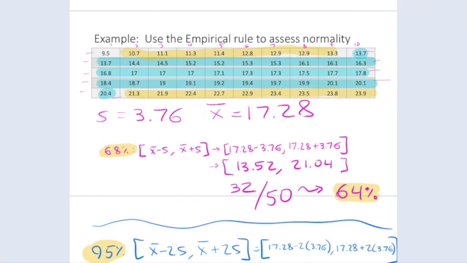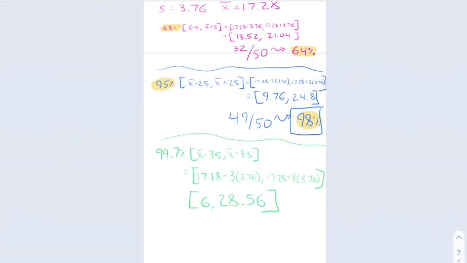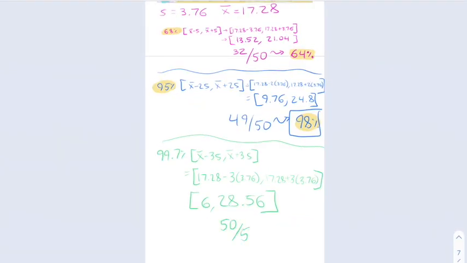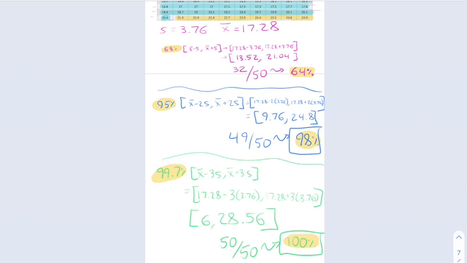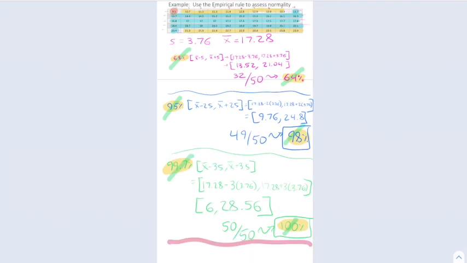Now looking back at our data set one more time, because all we're doing is just making this range wider, we know all these data values are still going to fit, and now so does 9.5. So all 50 of our data values fit within 3 standard deviations. So that's 100%. And now at the end of this problem, now that we've done all that work, all we're going to do is assess whether or not these 3 numbers, 64, 98, and 100, are close enough to the 68, 95, and 99.7.